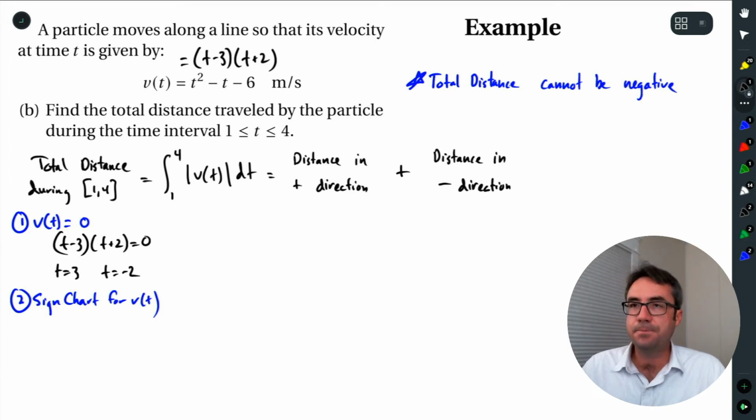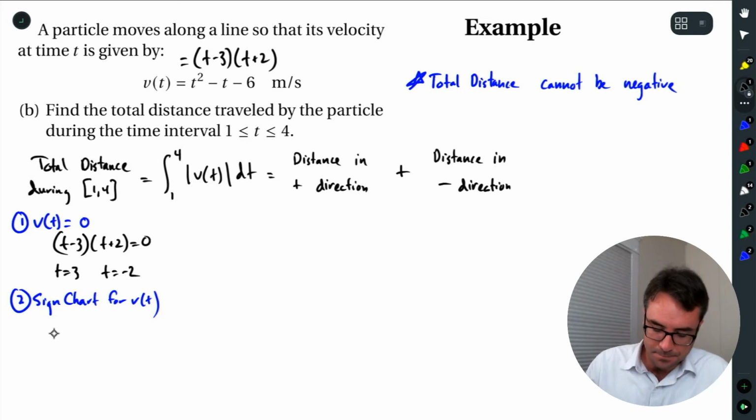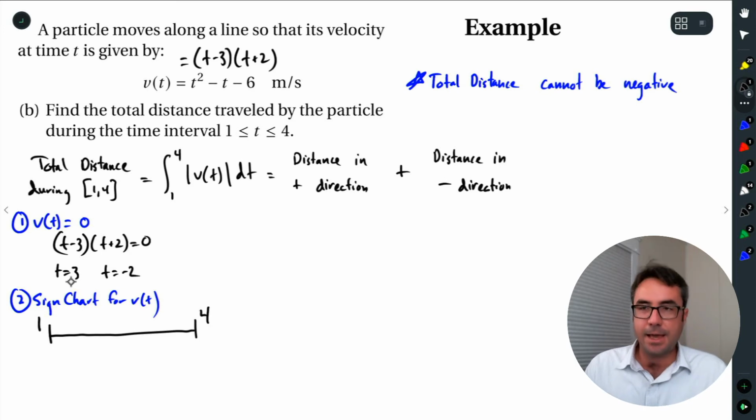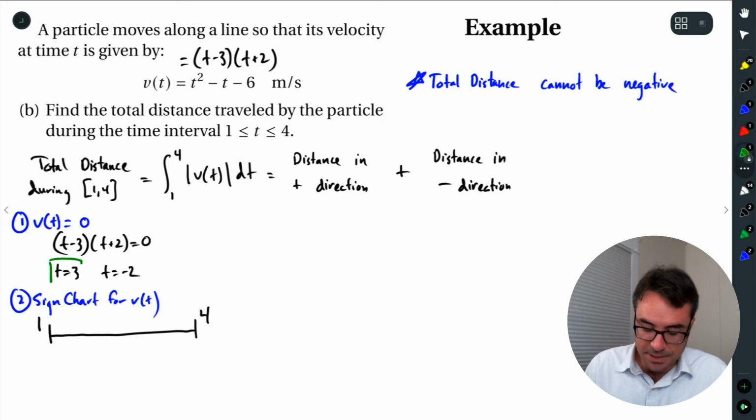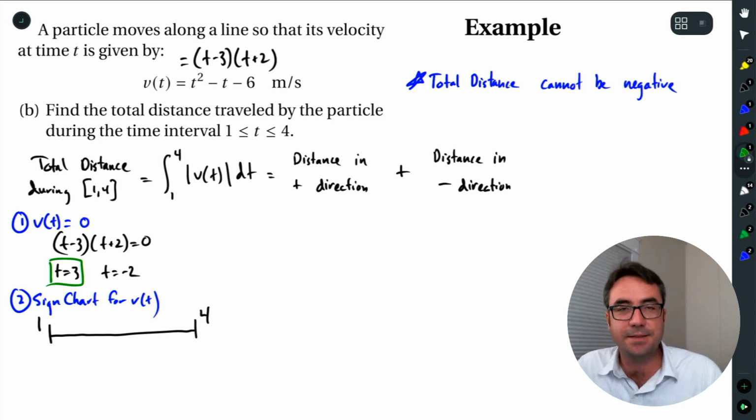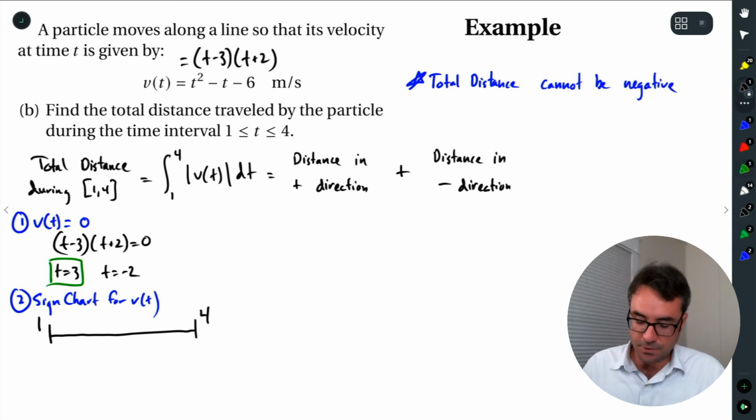Now we're going to do our sign chart for our function, and we're only going to worry about this interval from 1 to 4. So we're going to plot that time interval from 1 to 4. And on this time interval, we're only going to use the time values where our velocity is 0 that actually occur inside the interval. In this case, t equals 3 is the only one we're going to use, because that actually occurs inside the interval that we're interested in. So we're also going to plot that.